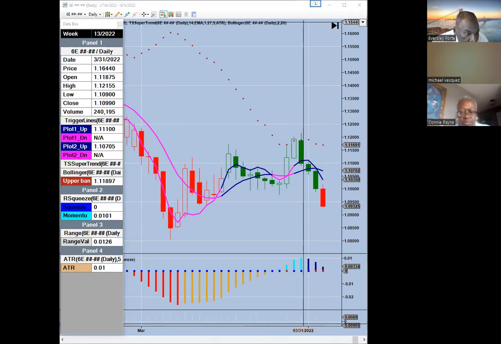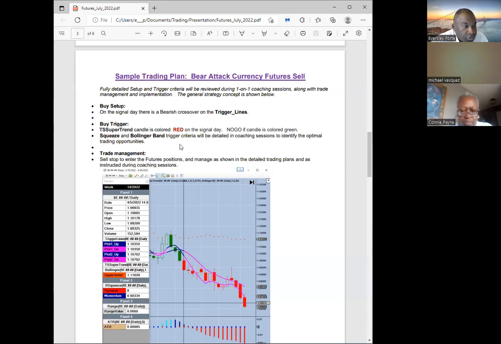Let's see, where am I? Here it is. Okay, here's a trading plan. Everything on our trading plan is done with a setup, trigger, and trade management. Terminology learned from Jake Bernstein.